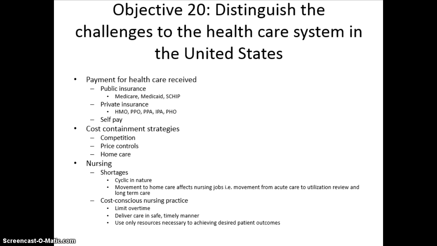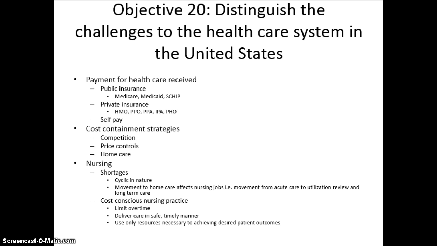There are nursing challenges to the healthcare system in the United States. Nursing challenges include shortages, and those are very cyclic in nature. The movement to home care affects nursing jobs, so we're seeing a lot of nurses move from the acute care setting to more of a utilization, long-term care, home health care setting versus the acute care.